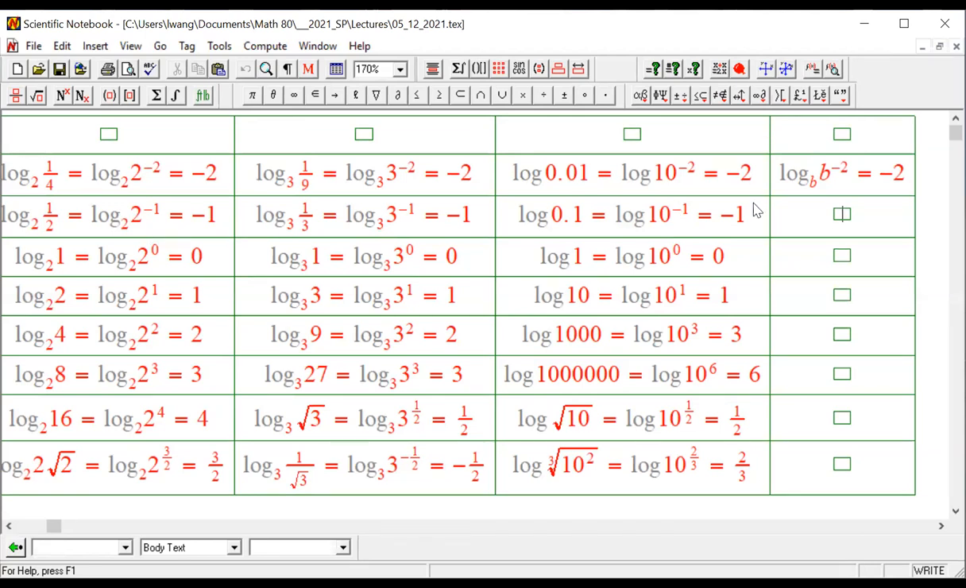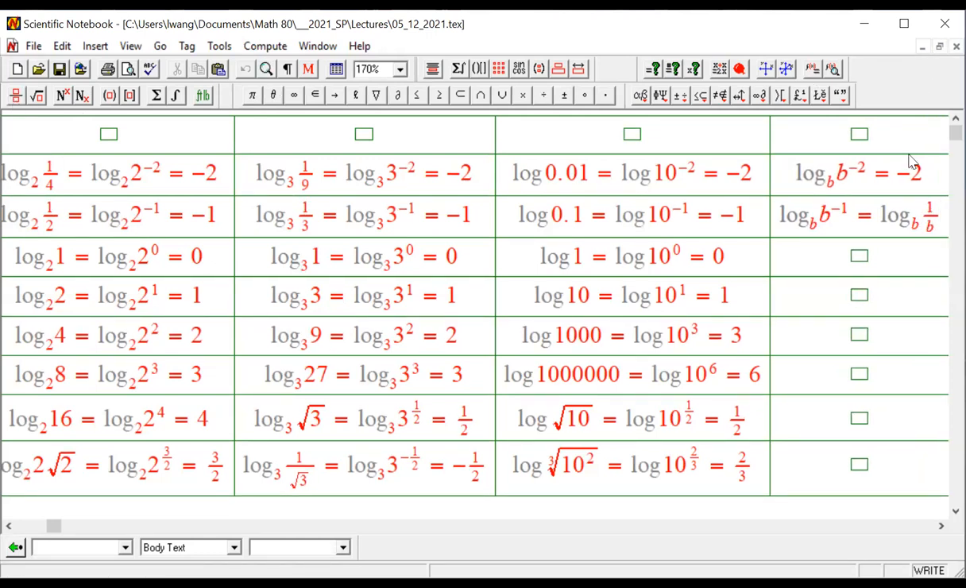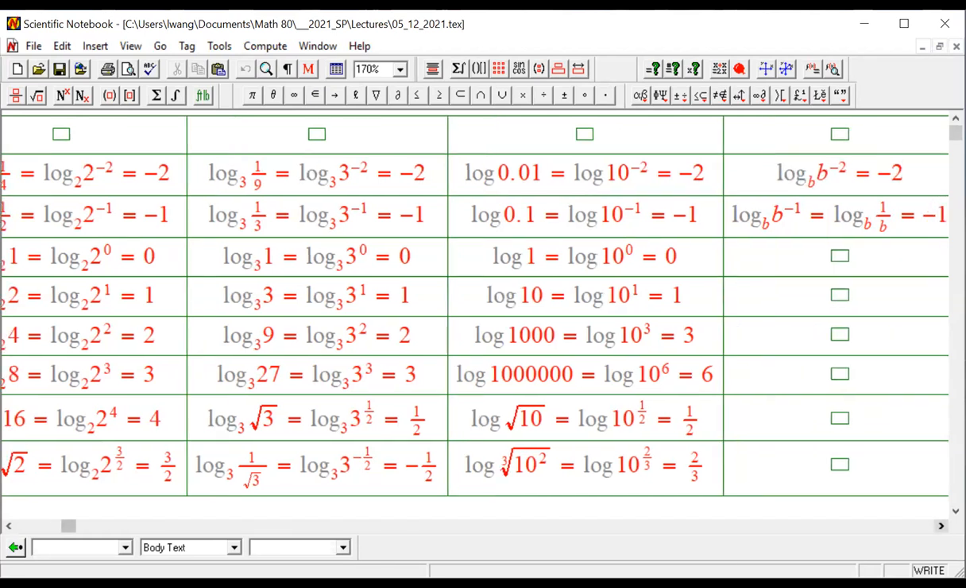So the second one, what do we see? We see that log base B of B to the power of a negative 1, or log base B of 1 over B, right? So in the case of B equals 2, we are in the first case. In the case of B equals 3, we are in the second case. In the case B equals 10, we're in the third case. So all of these equal negative 1, right?